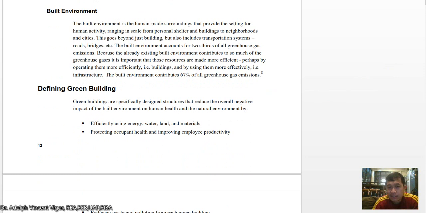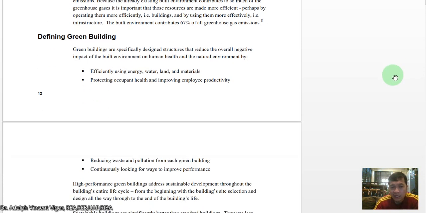So green buildings are specifically designed structures that reduce the overall negative impact of the built environment on human health and the natural environment by, one, efficiently using energy, water, land, and materials; two, protecting occupant health and improving employees' productivity; three, reducing waste and pollution from each green building; and four, continuously looking for ways to improve performance.